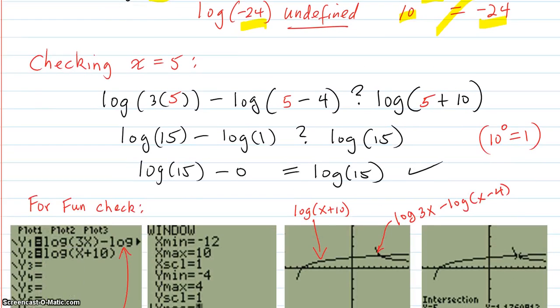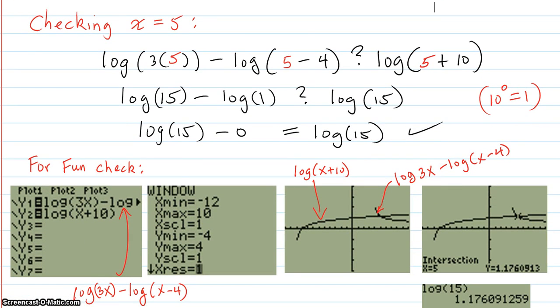Checking x equals 5, you put it in the equation, 3x there, x minus 4. Put a question mark because you don't know if it's equal yet. Put the x equals 5 over there in the equation. 3 times 5 is 15. 5 minus 4 is 1. 5 plus 10 is 15.